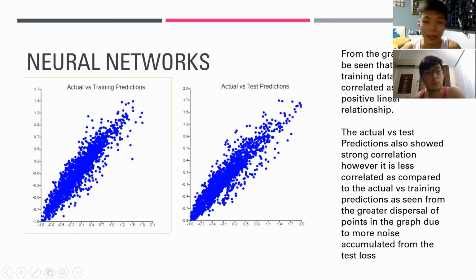And for the neural network, it can be seen when we do a correlation between the actual versus training predictions and the actual versus test predictions. From the graph, it can be seen that both are actually very highly correlated, as it can be seen from the positive linear relationship. However, the actual versus test prediction is less correlated as compared to the actual versus training prediction, as the greater dispersal of the points in the graph is because of the noise accumulated from the test losses during the training.